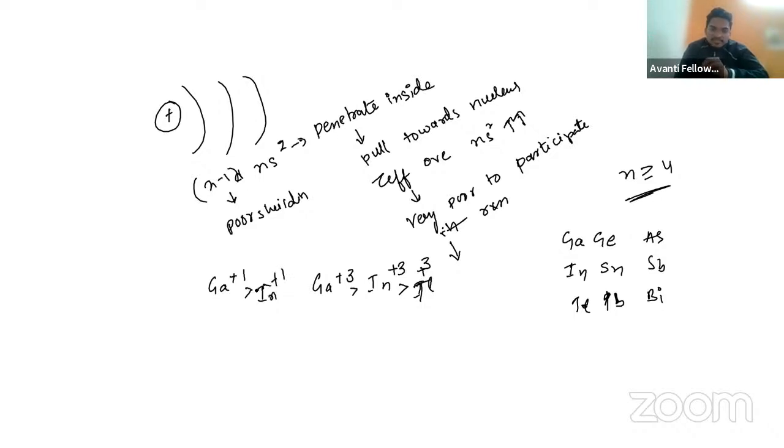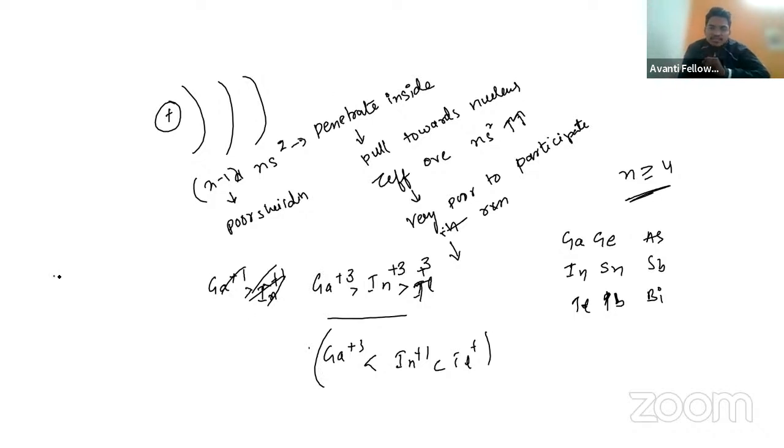Just a minute. Ga+3 is more stable than In+3 and Tl+3. But Ga+1 is less stable than In+1 and Tl+1. So down the group, the +1 oxidation state increases the stability of the ions. I hope you understand this.